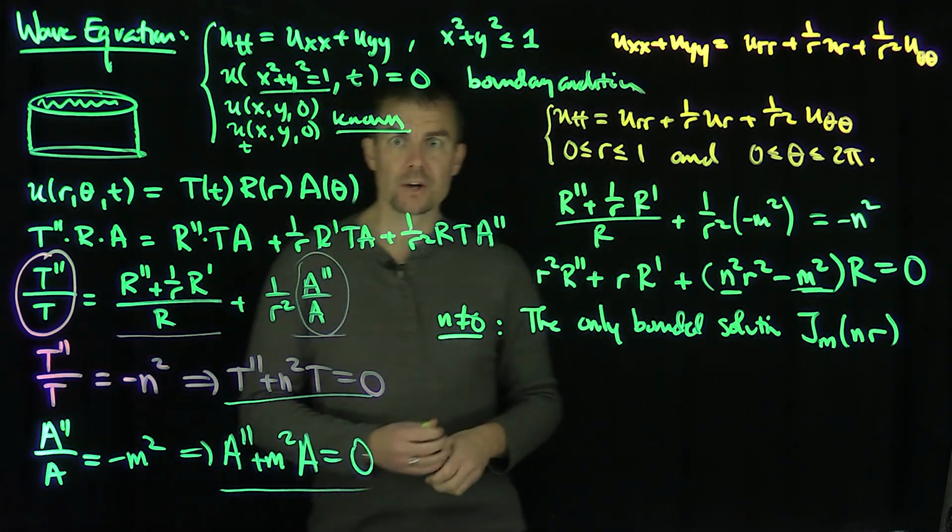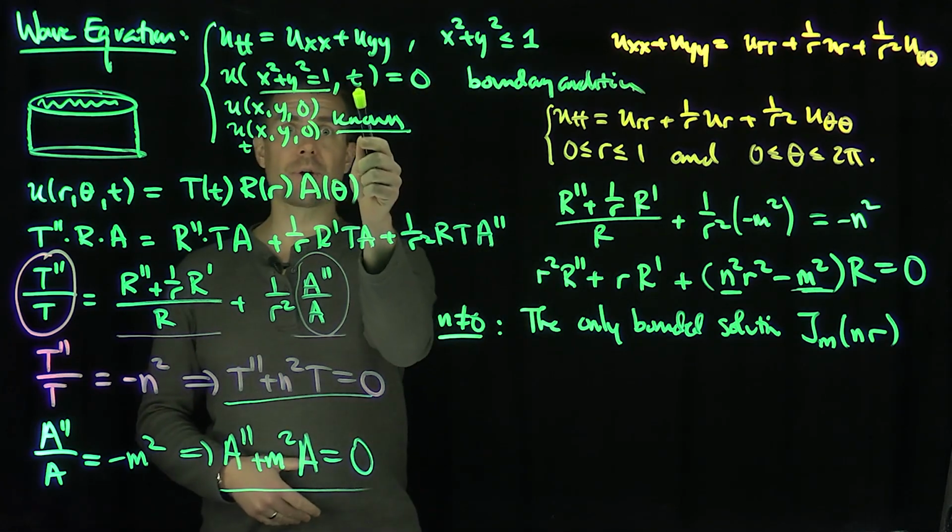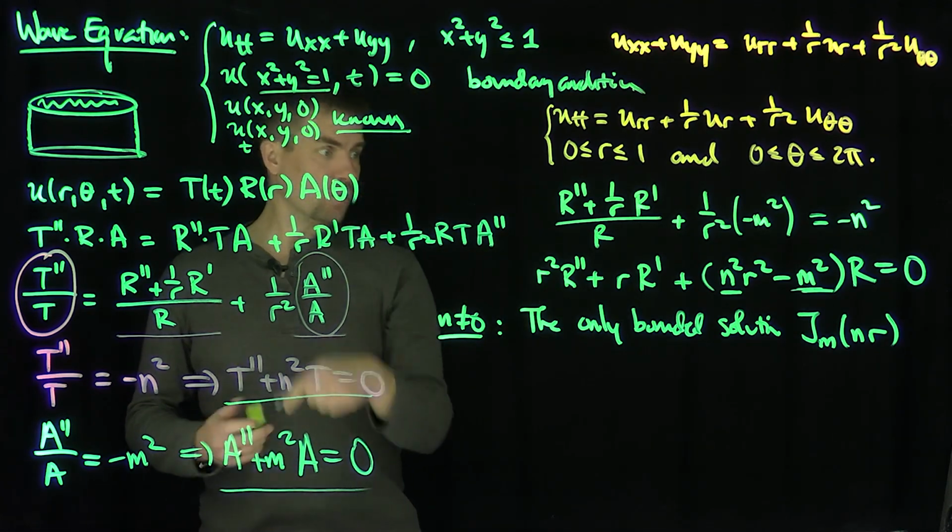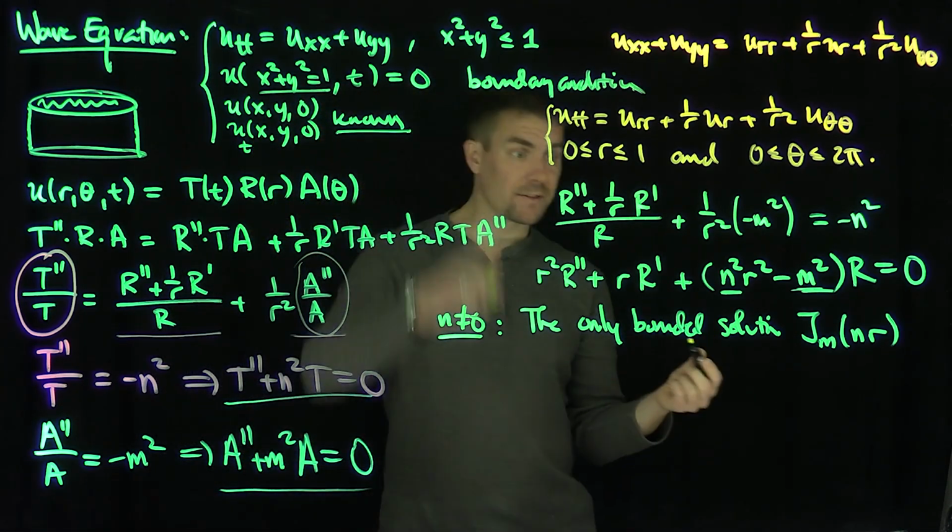We're going to have solutions. So we need to satisfy what? We need to satisfy the condition at the point r equals 1. So when r is equal to 1, I have to get 0.